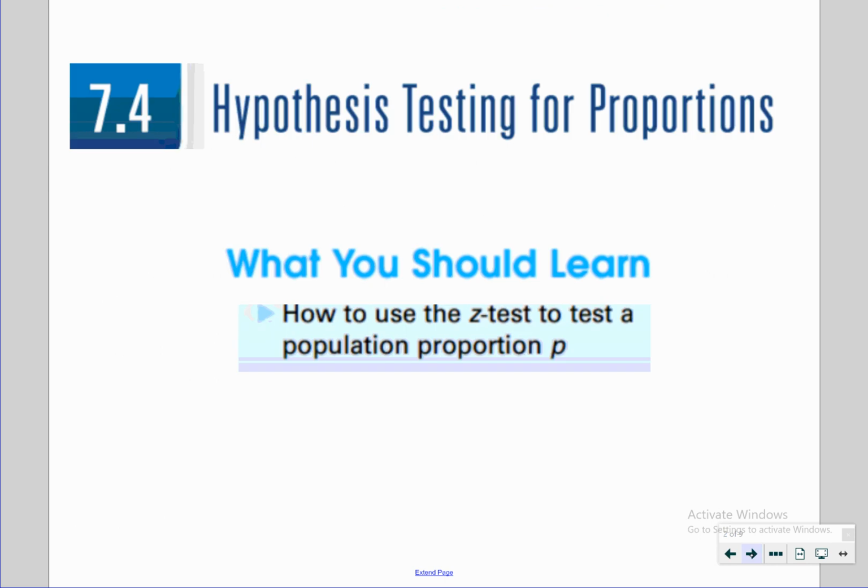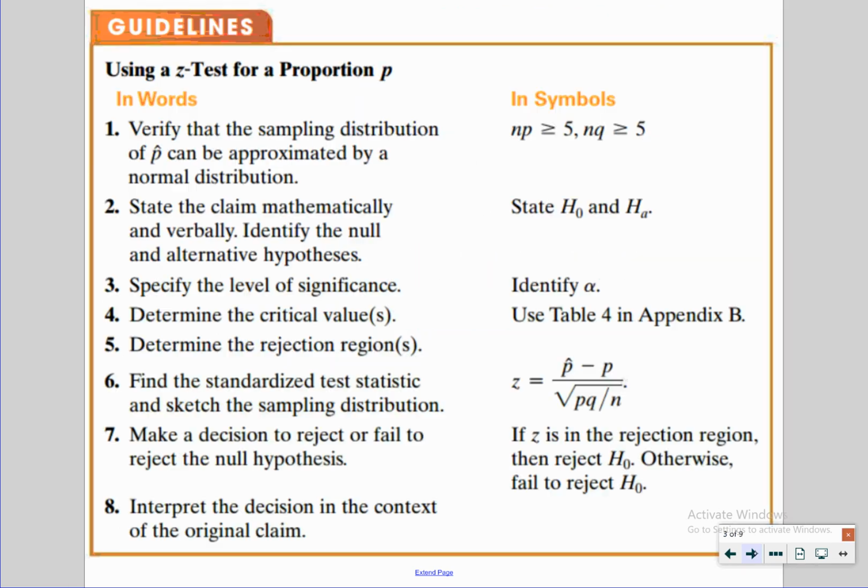Last lesson is hypothesis testing for proportions. So this is the procedure we're going to use. You're going to notice it's really similar to what we've done already with hypothesis testing for means, which is what we did in 7.2 and 7.3. But now everything's about proportions, so you're going to see percentages that claims are being made about. Less than this percentage, more than this percentage, equal to this percentage.